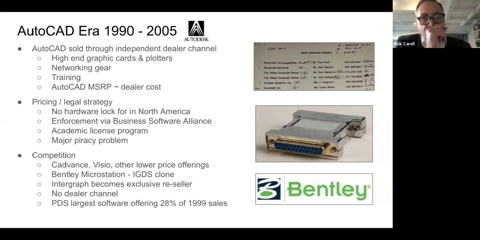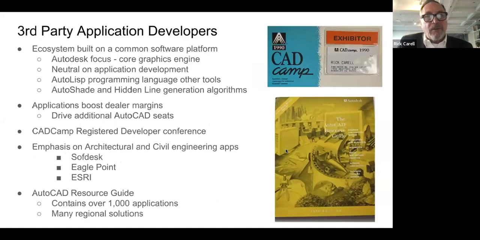And during this time, Intergraph basically is becoming a plant design company. So in 1999, PDS was their largest software offering, it was 30% of their sales. So the rest of it was just MicroStation and hardware. So basically they were on the same plane as PDMS. They were pretty much a dedicated plant design company during this period.